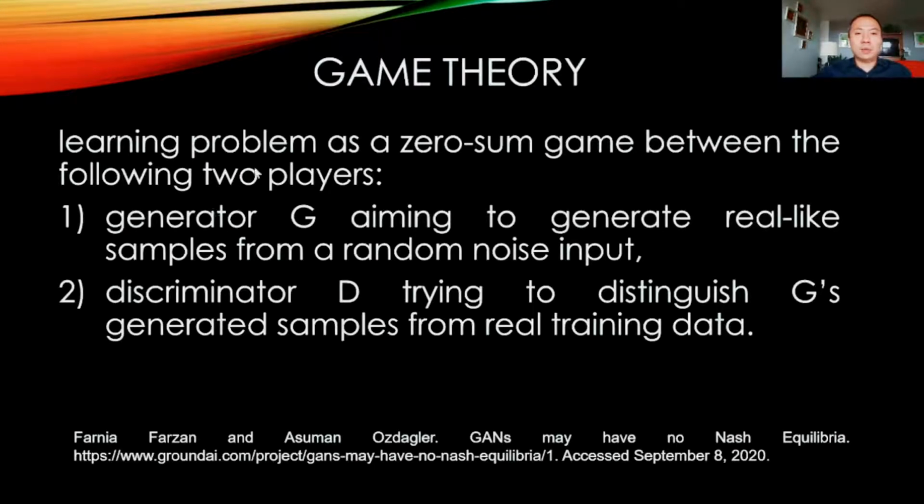There's also game theory, which is important to understand whenever you talk about GANs. So the learning problem is a zero-sum game between the two following players. The first one is the generator, which aims to generate real-like samples from a random noise input. So initially, every image that the generator creates will be randomized, so as I mentioned, it's a little weird.